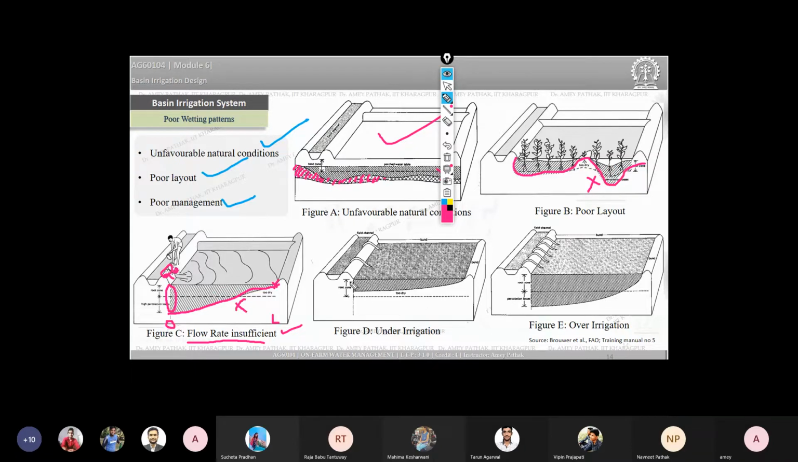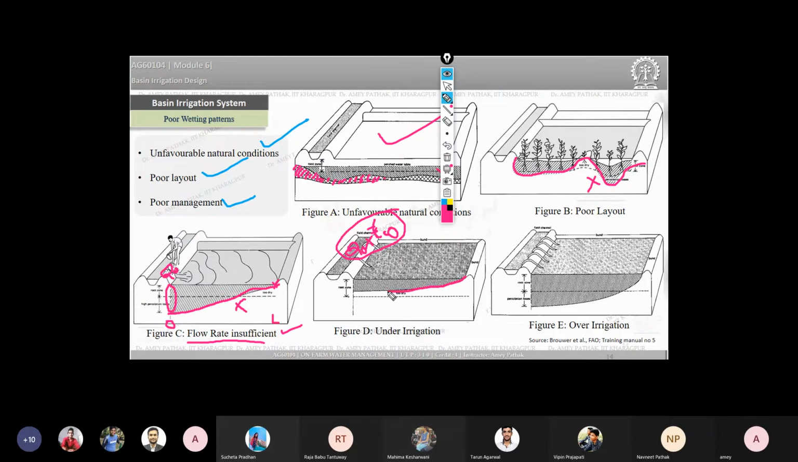Now this is under irrigation. The quantity of water that we have supplied in the form of Q naught into T, meaning the volume, Q naught into time of cutoff, is not sufficient here. The total volume that we have supplied into this basin is not sufficient, so we are getting this insufficient.